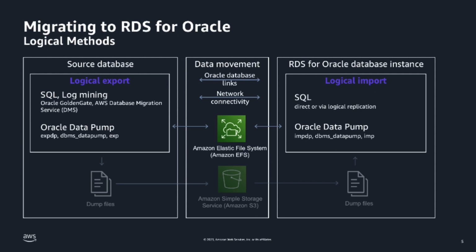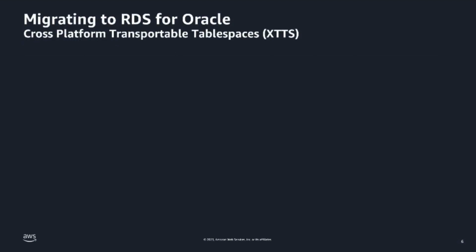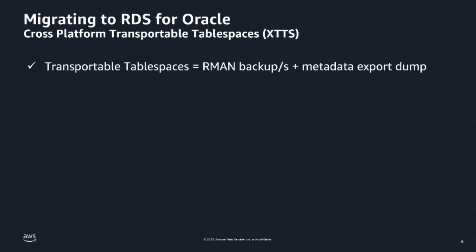Next, we will look at another migration method, that is using Oracle Transportable Tablespaces to migrate to RDS for Oracle. XTTS stands for Cross-Platform Transportable Tablespaces. Migration using XTTS is a combination of physical migration, that is tablespace backups using RMAN, and logical migration, that is metadata export and import using Data Pump.